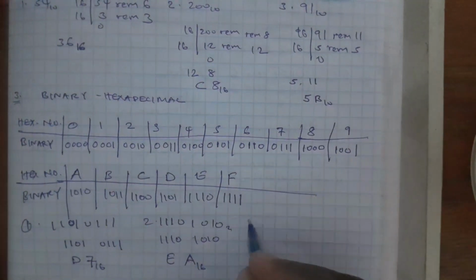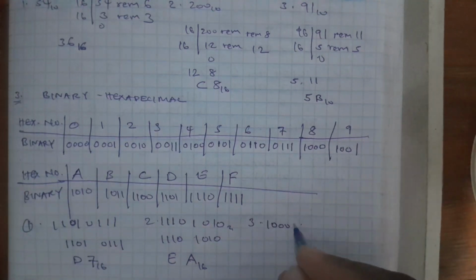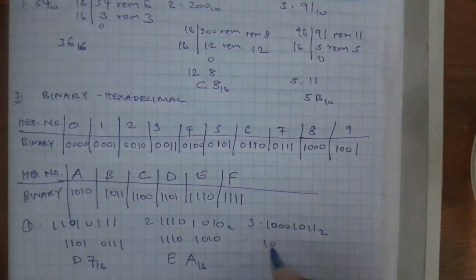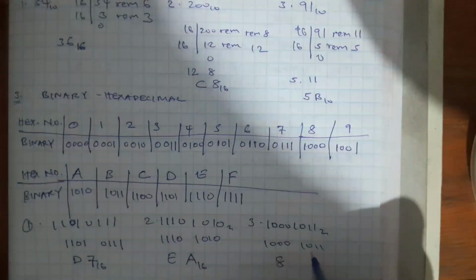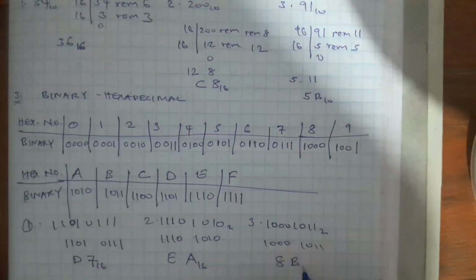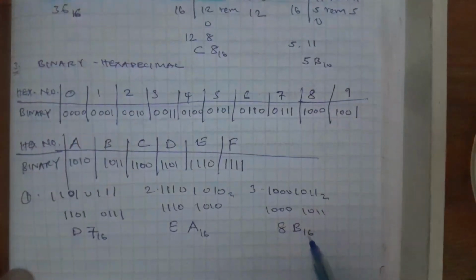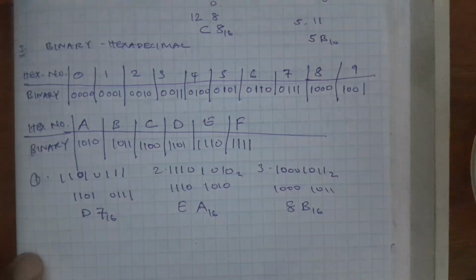Let's look at the final example. You have 1 0 0 0 and 1 0 1 1 to the base of 2. Separate them, you have 1000 and 1011, and from our table, the first turns out to be 8. This one turns out to be B to the base of 16. So this is how you convert binary values or binary numbers to the hexadecimal numbering system.